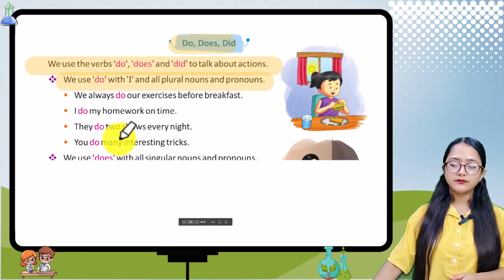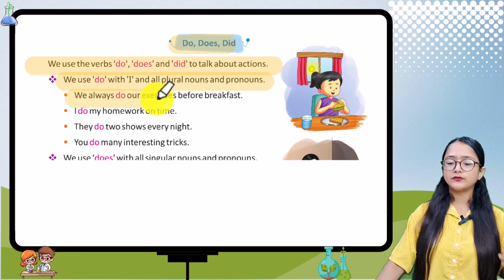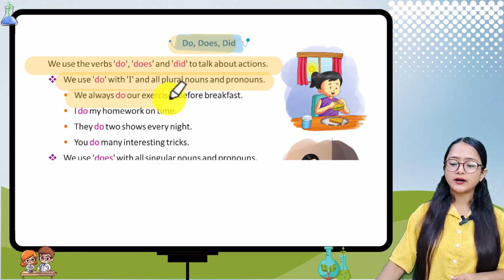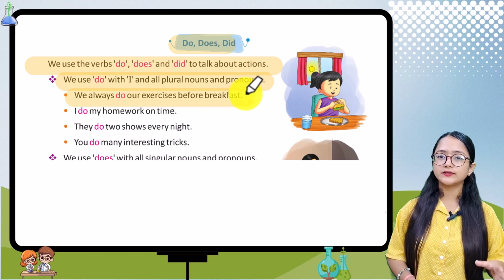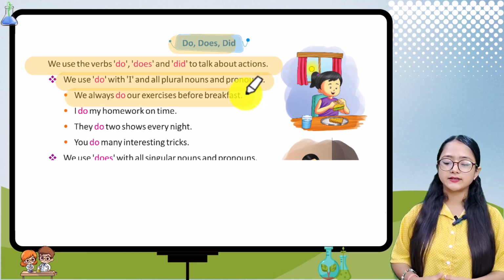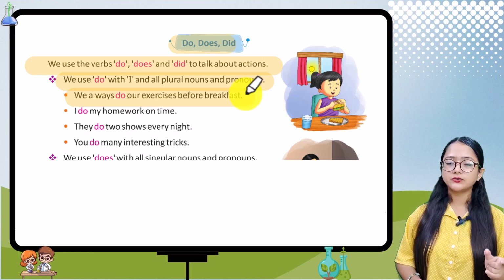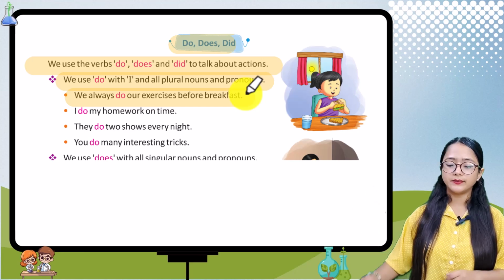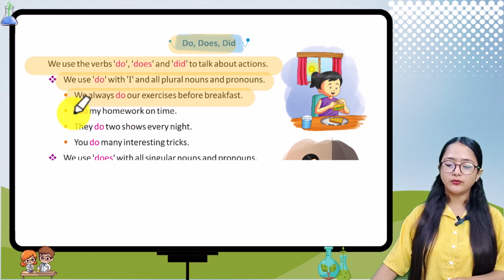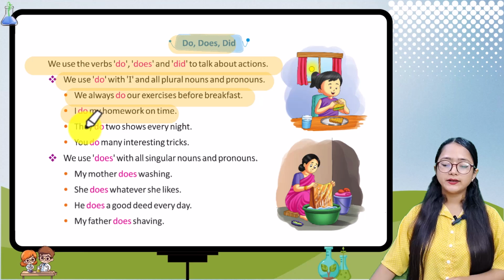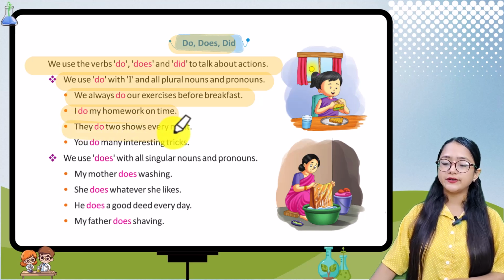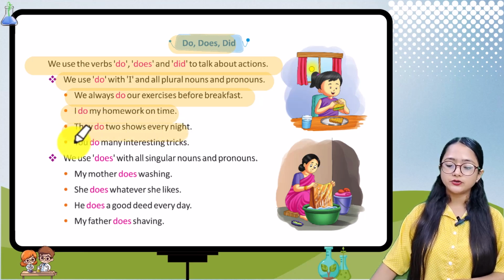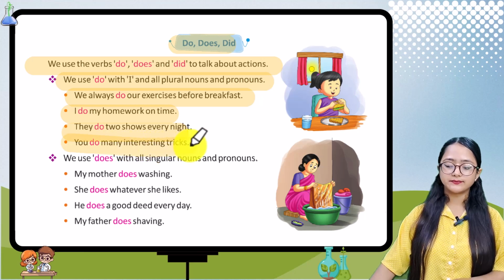For example, they have given the example of do. We always do our exercises before breakfast. So you are using do with the plural noun and the pronoun, and do is a verb. Next one, I do my homework on time. Next, they do 2 shows every night. Next, you do many interesting tricks.